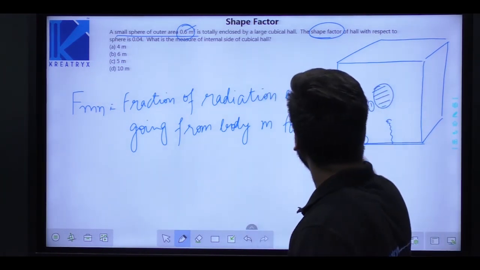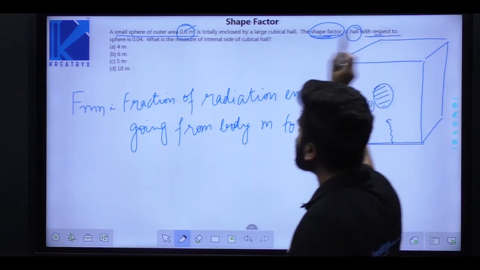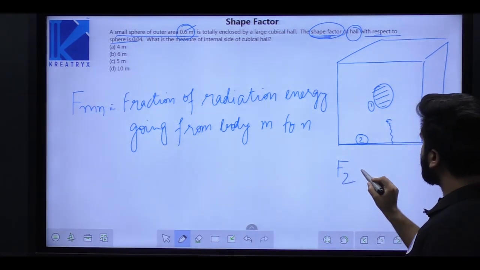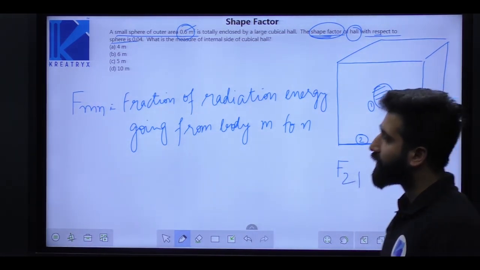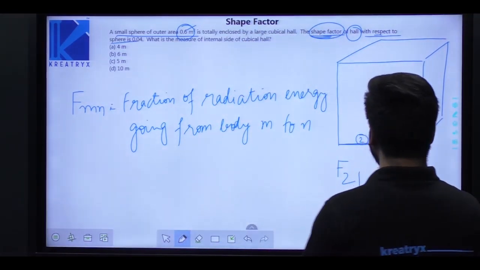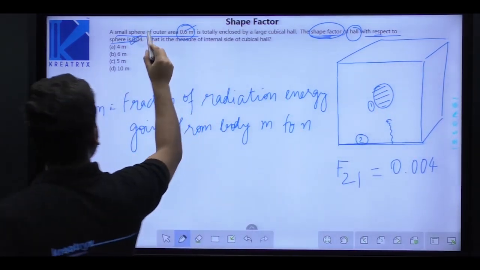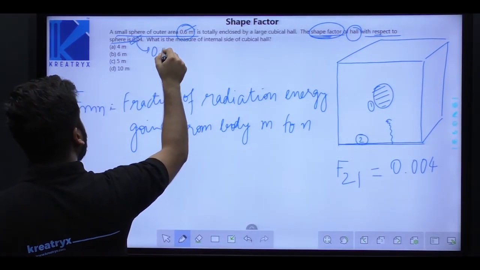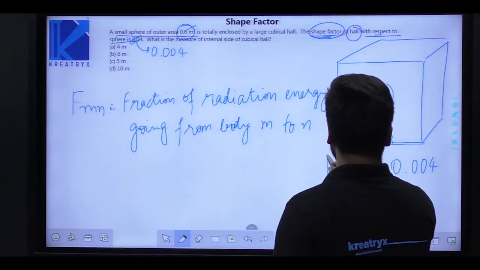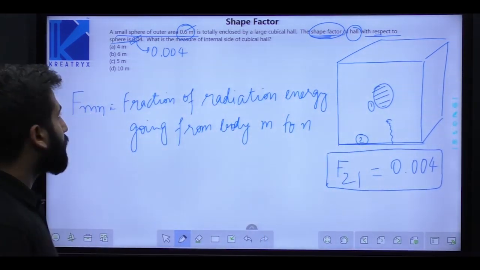So in this case, this statement means the shape factor of hall with respect to sphere, that is the fraction of radiation energy going from hall to that sphere, is F21, which is 0.004. It was a typing error. It's 0.004. Remember the data. What is the measure of internal side of the cubical hall?